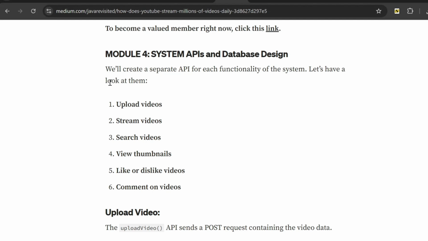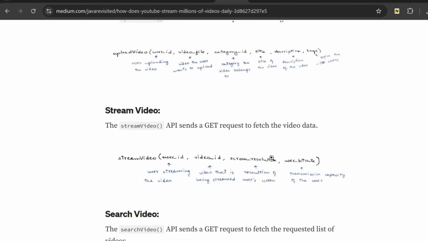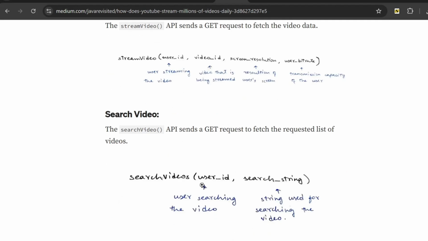Different functionalities will correspond to different APIs. And this is how you're going to write the specs also: for upload video, what are the parameters that you're going to take? For stream video, what are the different parameters, like that. So you have to make a note of these APIs because this is also important.